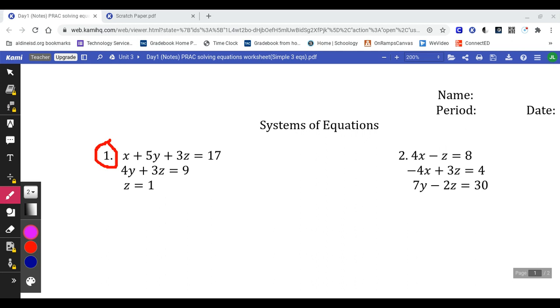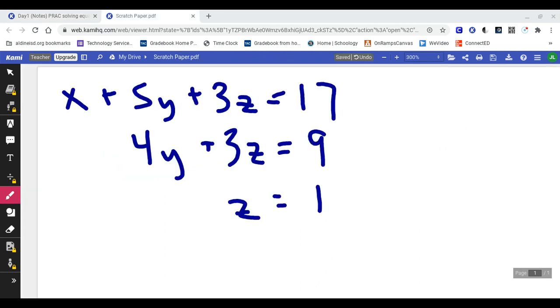So if I'm looking at example number one, I've got x plus 5y plus 3z equals 17, 4y plus 3z equals 9, and z equals 1. So what I need to do is find one value for x, one value for y, and one value for z that will make all three equations come out true. So I've got my three equations written out.